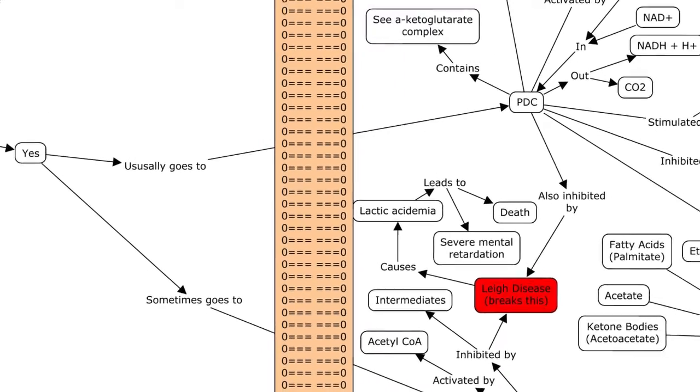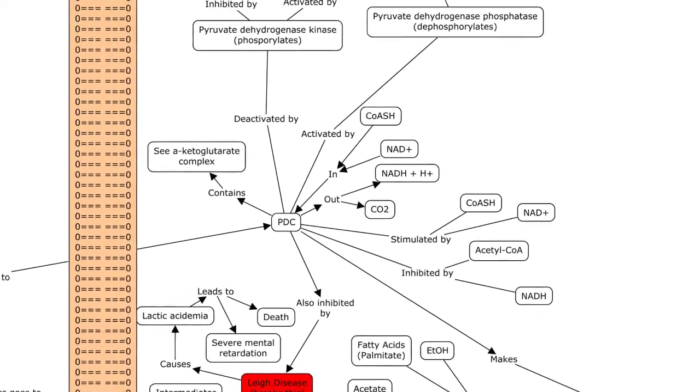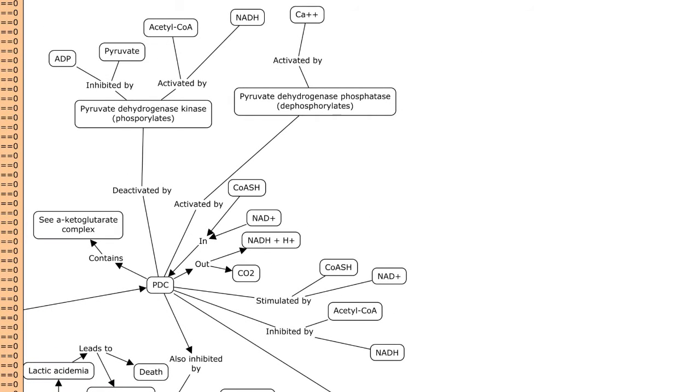The PDC, that's the pyruvate dehydrogenase complex. It contains components similar to the alpha ketoglutarate complex, which we'll get into a little bit later. Basically, I'd already put the parts of the complex on the concept map for the alpha ketoglutarate complex, and I ran out of room here and didn't want to put it in twice. So we'll take a look at that a little bit later on. Now, there's a lot going on with this enzyme. It's regulated by lots of things.